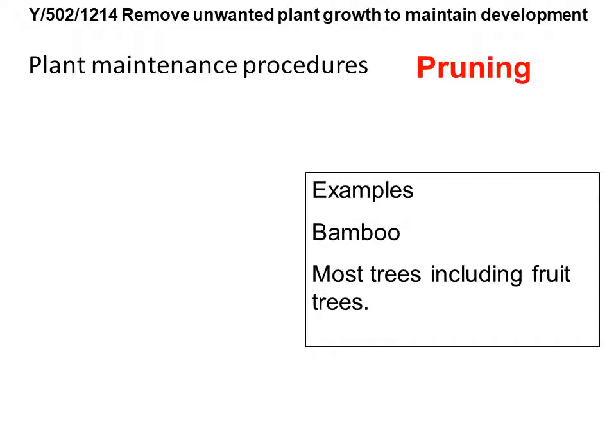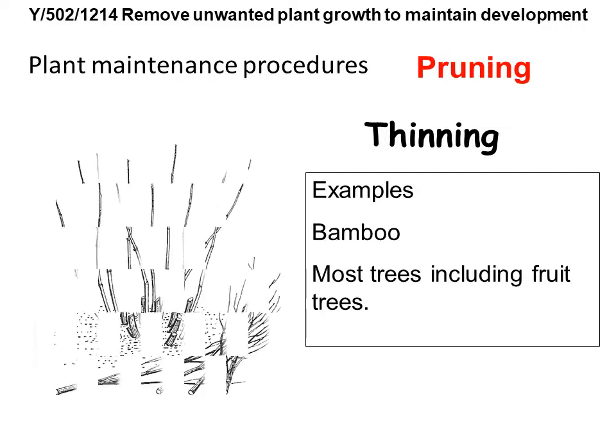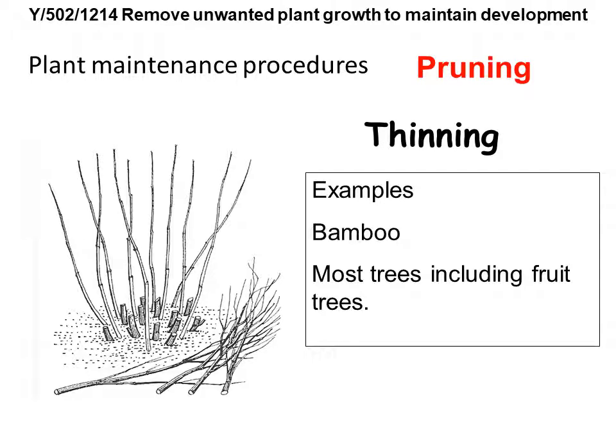So here's how to prune some bamboo. This one's called thinning. That's where you take out the really long stems, cut them right the way down to the ground, and you leave the newer stems for the next year. It's kind of like a regeneration, and you can do that with a lot of fruit trees and even raspberry canes as well. So that's thinning.